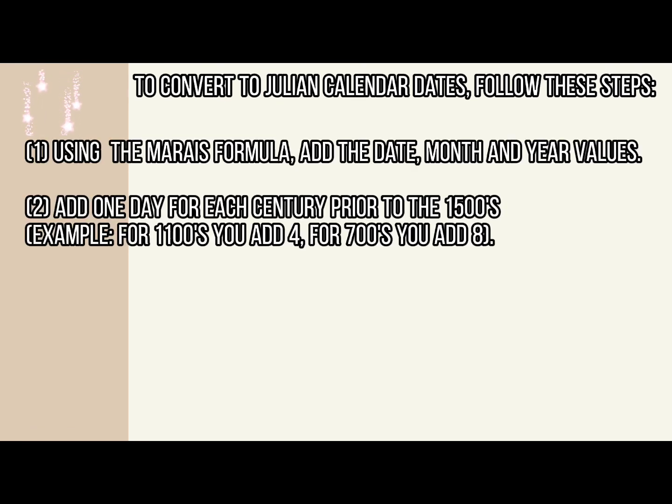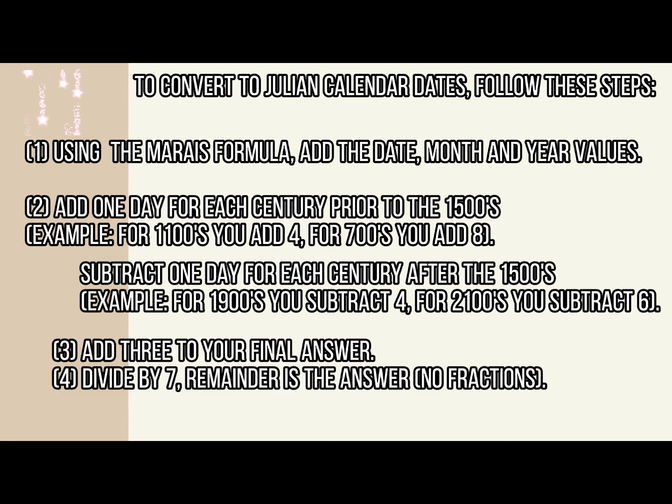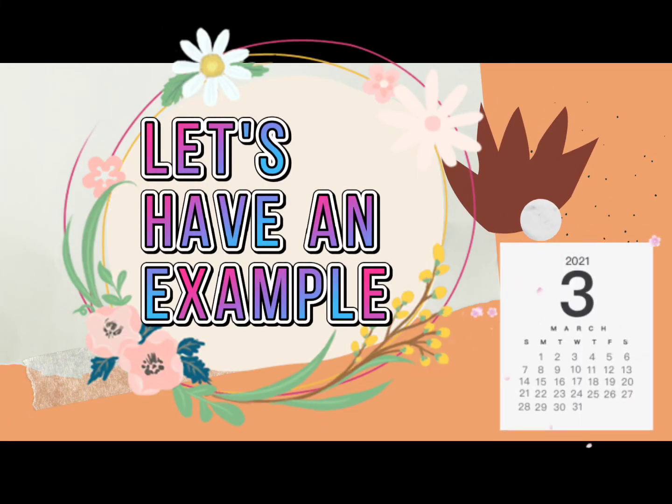To convert to Julian calendar dates, follow these steps. First, using the memorized formula, add the date, month, and year values. Second, add 1 day for each century prior to the 1500s. For example, for 1100, you add 4. For 700s, you add 8. Subtract 1 day for each century after the 1500s. For example, for 1900, you subtract 4. For 2100, you subtract 6. Number 3, add 3 to your final answer. And number 4, divide by 7, and the remainder is the answer, no fractions. Let's have an example.